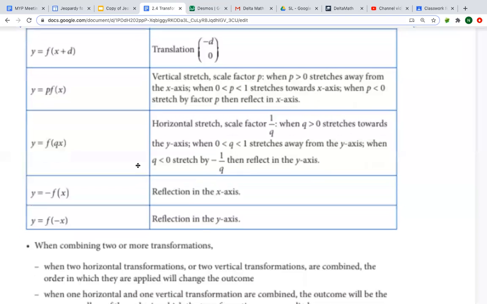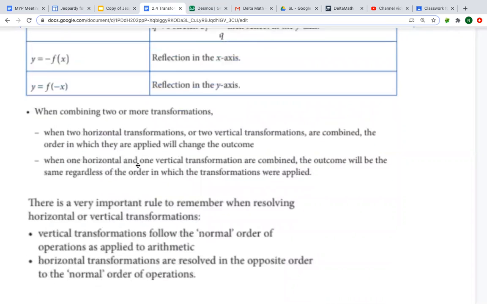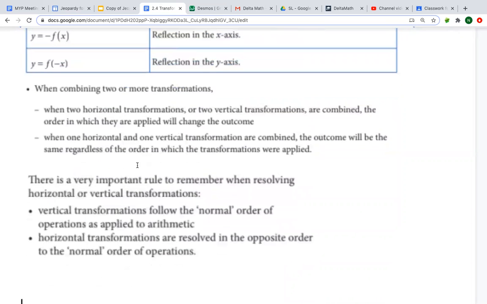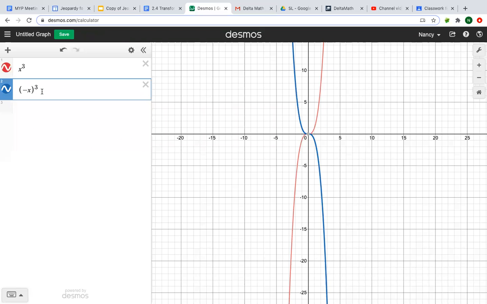Okay, so now all of these things should be a review, but this little section down here, when we talk about combining two or more transformations: when two horizontal transformations or two vertical transformations are combined, the order in which they're applied will change the outcome. So this means if I say to perform a vertical shift up 1 and a vertical compression of 1/2.